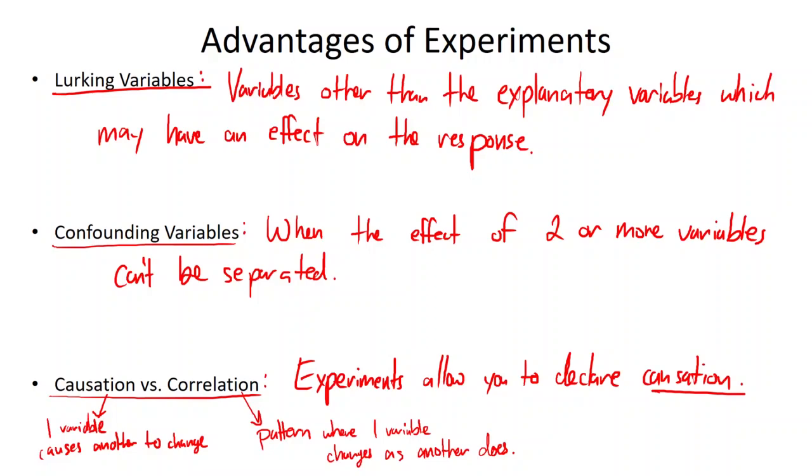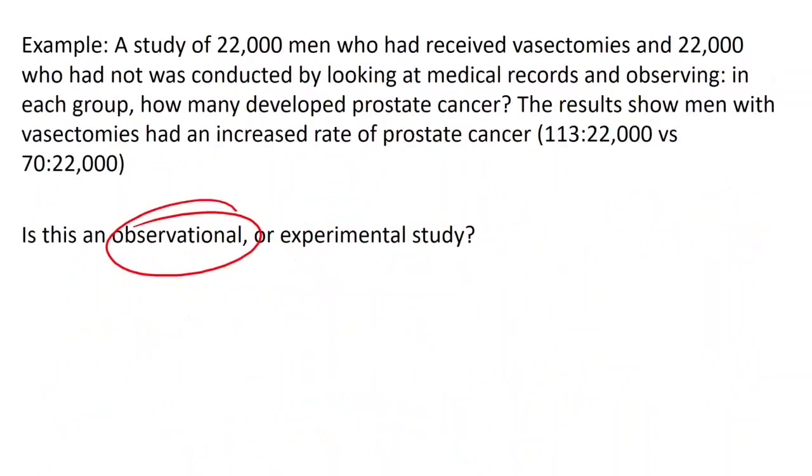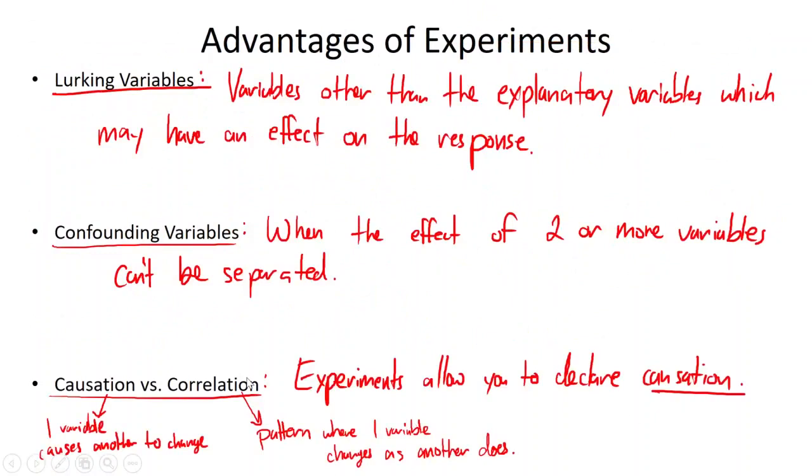Like the one we saw earlier, where there was an observational study in which they noticed that men with vasectomies had a slightly higher prostate cancer rate. You can't declare causation from this, because you don't have control over any other lurking variables that might affect people's developing prostate cancer. So it's just an observational study. But experiments do allow you to declare causation, and that's one of the advantages of experiments. When you do a well-designed experiment and you change this and that happened, you can be pretty confident that the reason it happened is because you did this. That's the advantage.